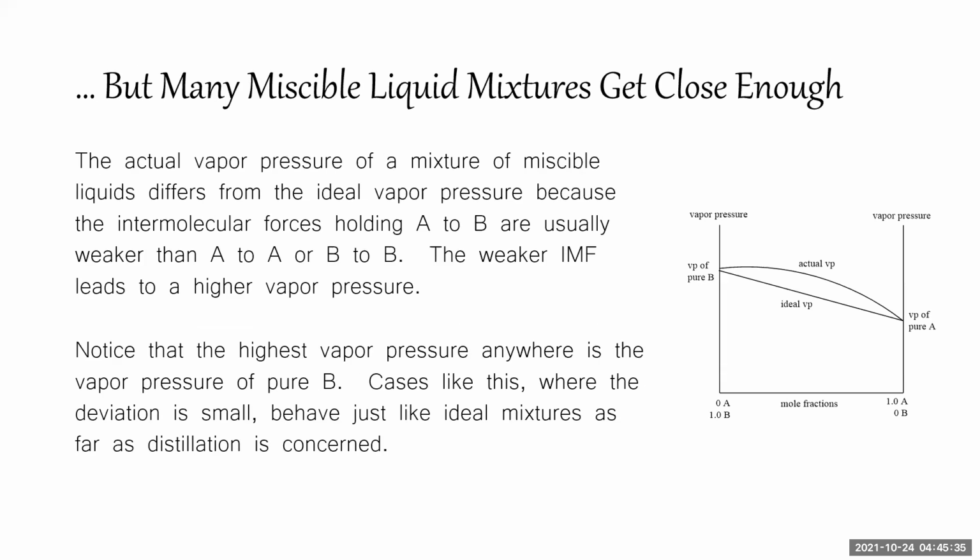So while cyclohexane and toluene are not ideal, meaning that intermolecular forces between the two molecules are not as strong as in the pure samples of them, it's close enough that it essentially works the same as being ideal in terms of the ability to separate them using a distillation.